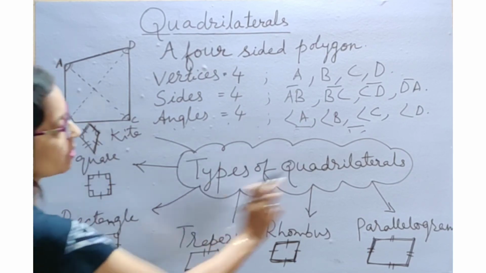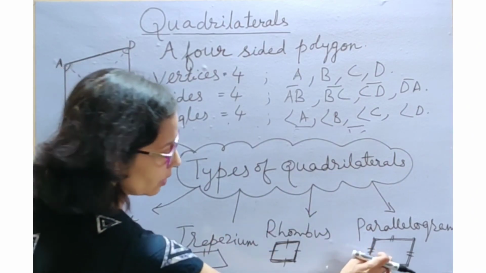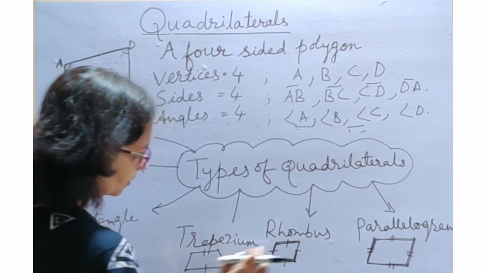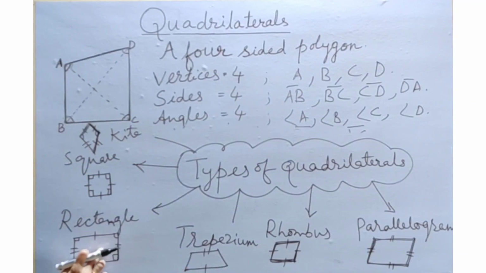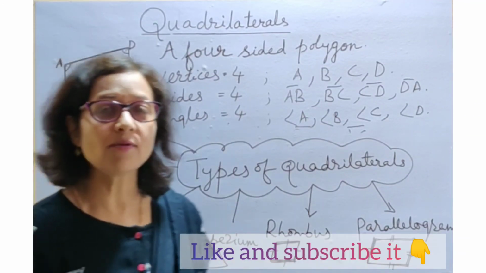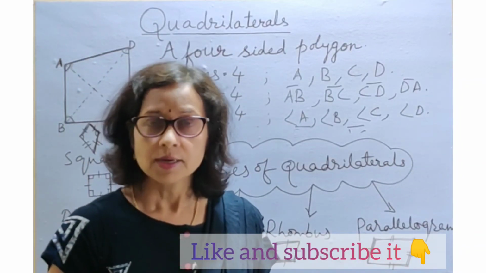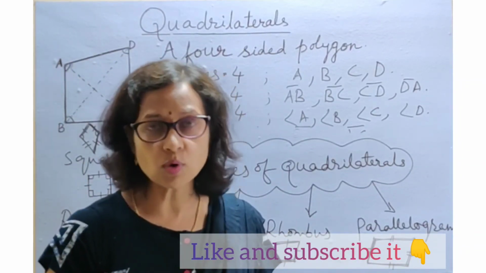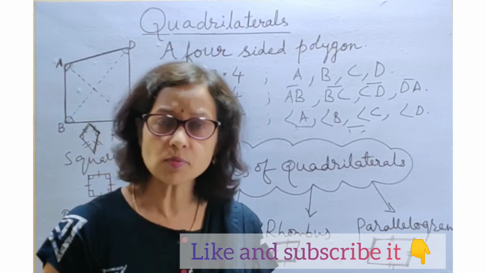So these are the types of quadrilaterals: parallelogram, rhombus, trapezium, rectangle, square and kite. So today, children, we have learned quadrilaterals, facts about quadrilaterals and types of quadrilaterals.